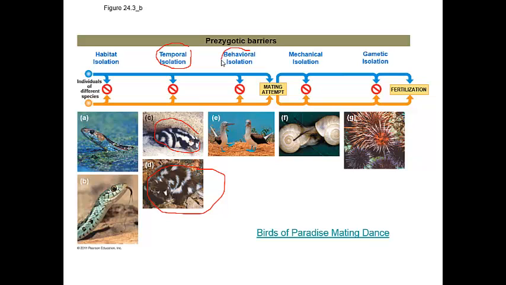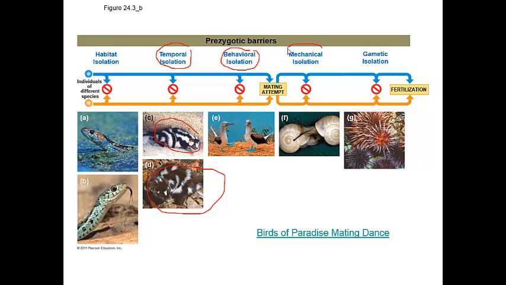Next, behavioral isolation. Many species, especially birds, have very unique mating rituals. If that ritual is not performed by the male, the female will not be able to mate. By having unique mating behaviors, it's going to prevent different species from being able to mate.